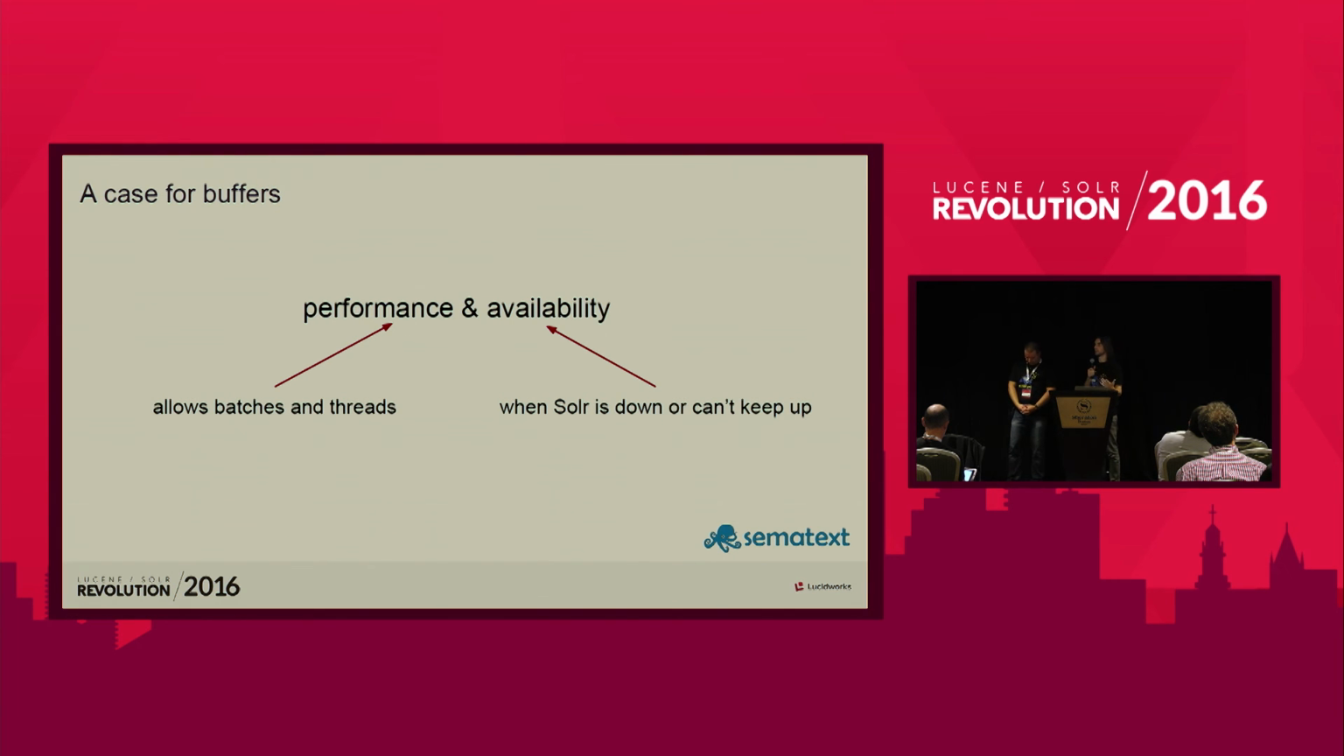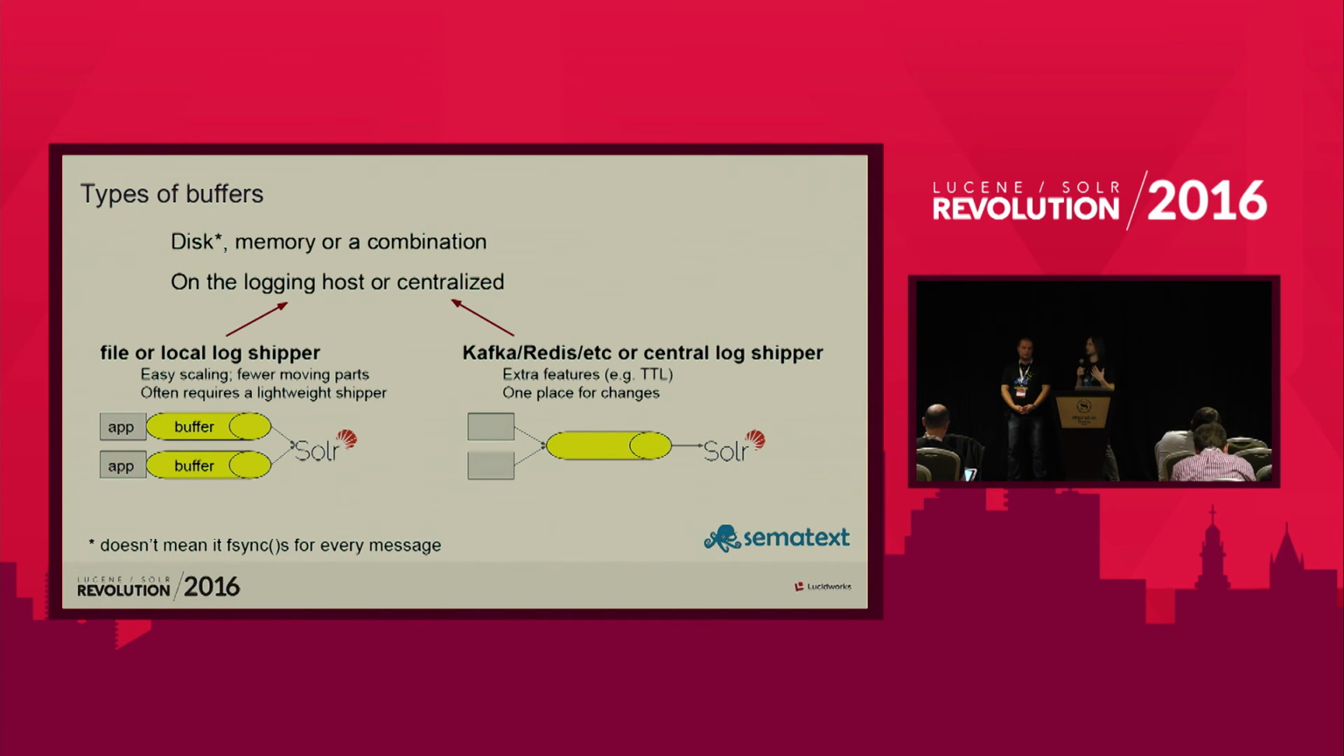So buffers, you will need buffers for two reasons. One, availability: if Solr is down or falls behind, you need to be able to replay those logs from somewhere. And performance, because having a buffer allows you to batch multiple messages in one request, and this is absolutely necessary to get high indexing throughput. So there's a bunch of ways to buffer. Obviously, you can buffer on disk, in memory, or some shippers offer a combination of both. But you can also choose whether you want to have a centralized buffer like Kafka, or a log shipper that buffers on every machine that is logging.